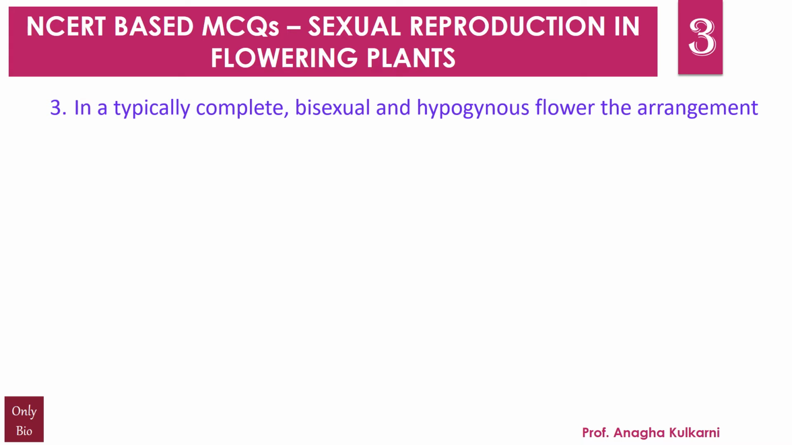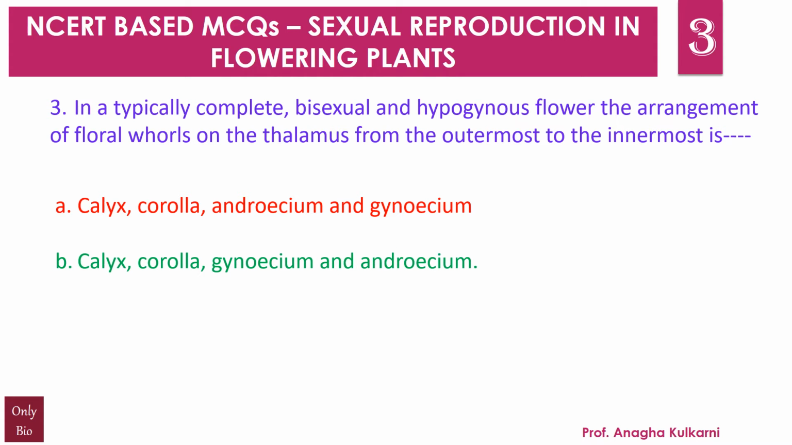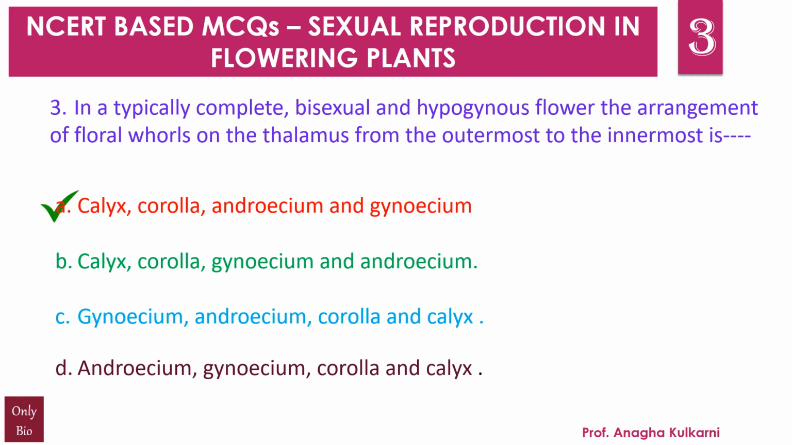Question number 3. In a typically complete bisexual and hypogynous flower, the arrangement of floral whorls on the thalamus from the outermost to the innermost is dash. A, calyx, corolla, androecium, gynoecium; B, calyx, corolla, gynoecium, androecium; C, gynoecium, androecium, corolla, calyx; D, androecium, gynoecium, corolla, calyx. And the correct answer for this question is A.